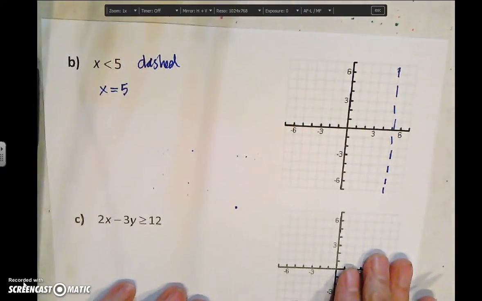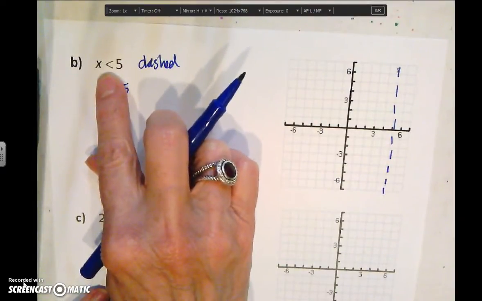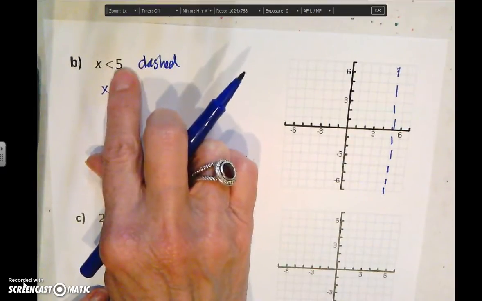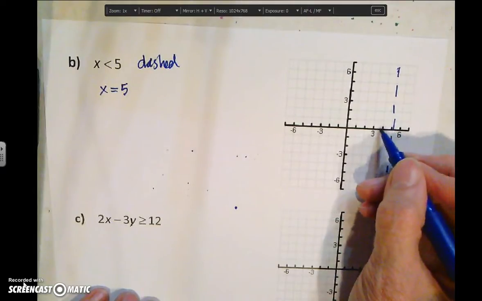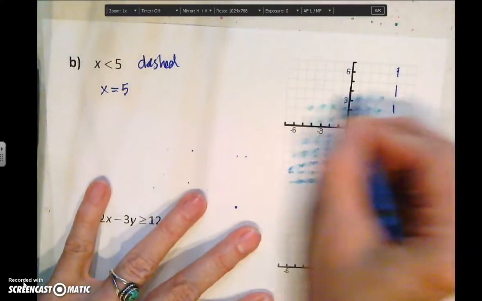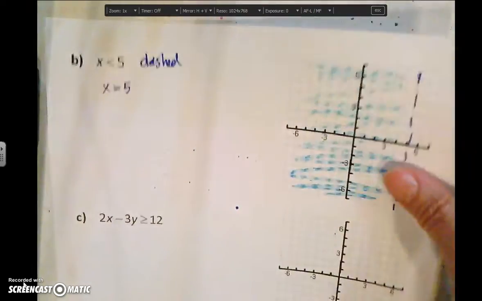So there's my 5. Now I need to decide if it's less than. Now there's not going to be any above or below here. So what side do you think that x is less than 5 would be on? You can kind of see here, like 4 is less than 5. So you know you're going to go this direction for my less than. So that whole section is going to be the solution.